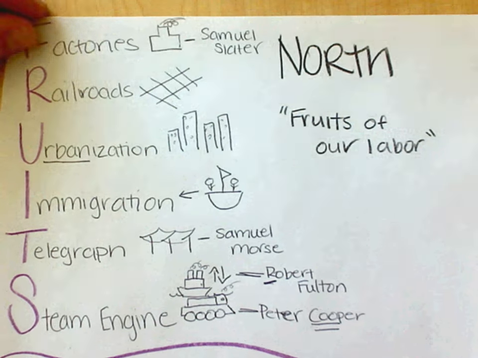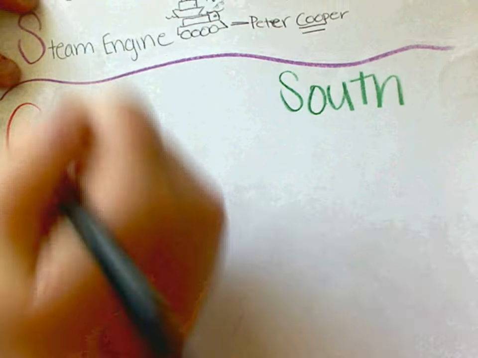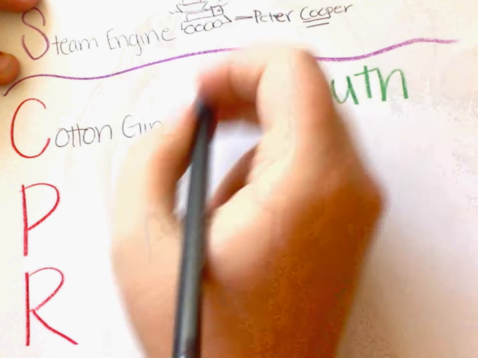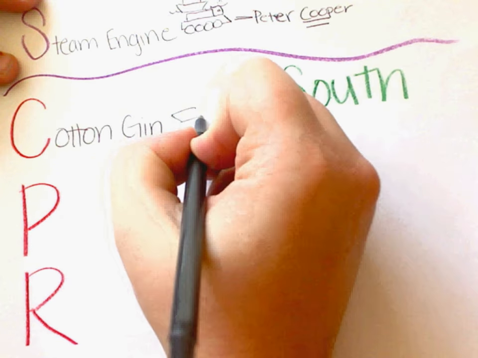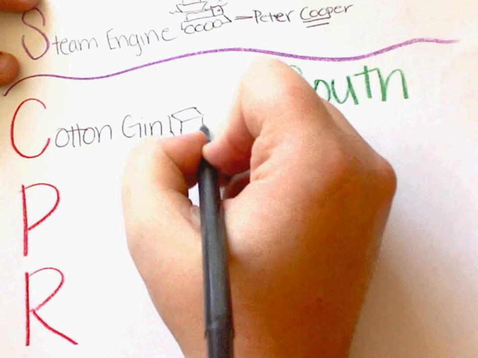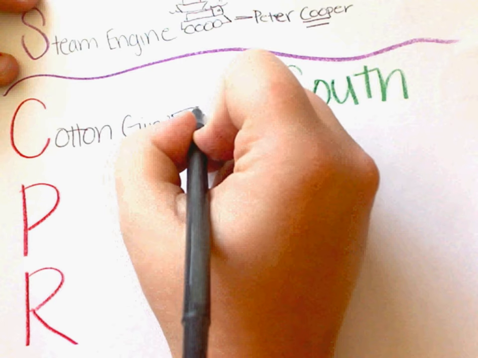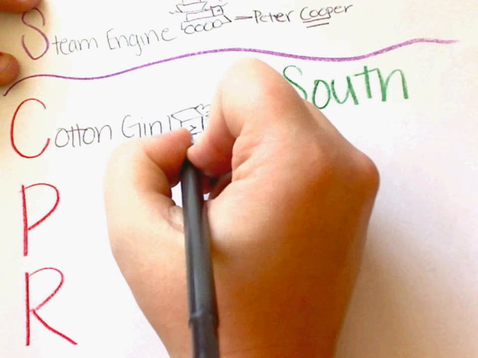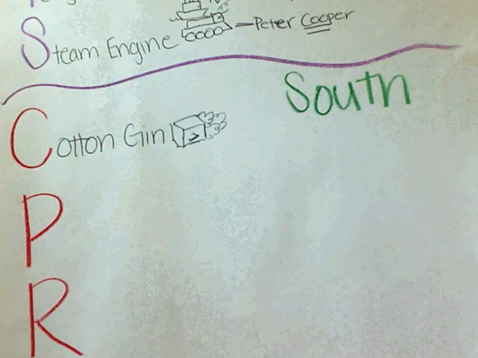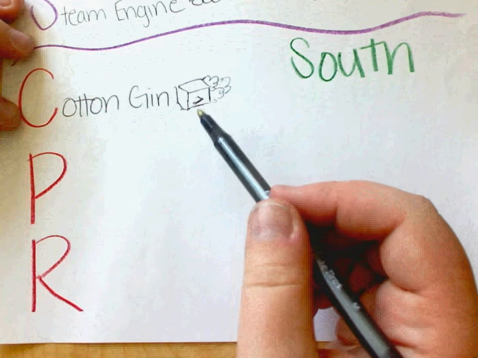Okay. Next, in the South, CPR. Now, CPR would be the cotton gin. And my cotton gin is really going to look like a cotton gin, clearly, because I'm a really good artist. It's going to have a little crank on it, and a lot of fuzzy stuff coming out of it. Again, really good cotton gin. I know you're jealous. It does happen, but I feel we will get through it. Again, think of the inventor of the cotton gin as we look at this.